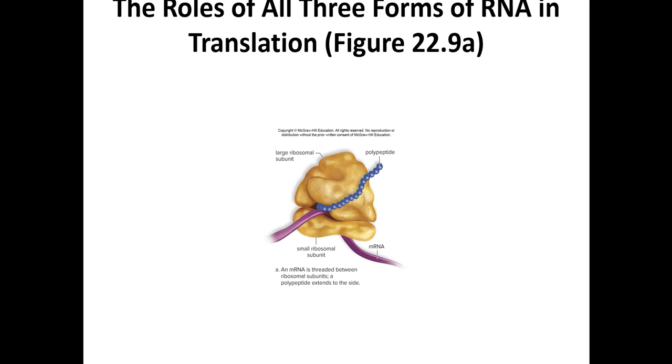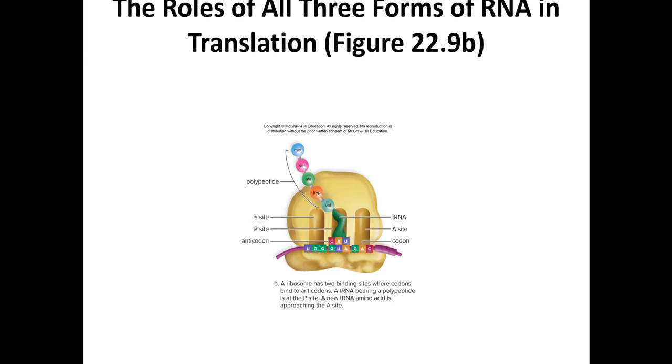Here's a picture showing you an mRNA that is threaded between a ribosome's subunits, and a polypeptide extends to the side. The ribosome contains binding sites called the A site for acceptor or arrival, P site for polypeptide, and E site for exit, where the individual tRNA molecules can bind with the mRNA strand.